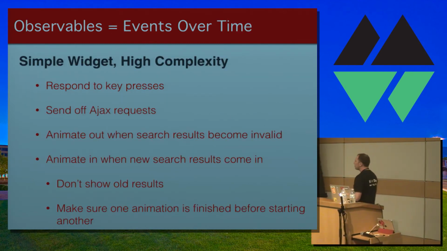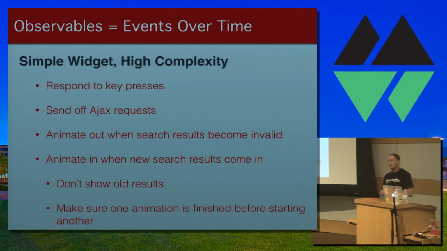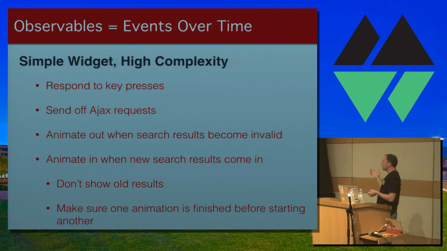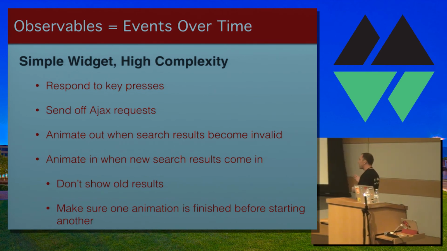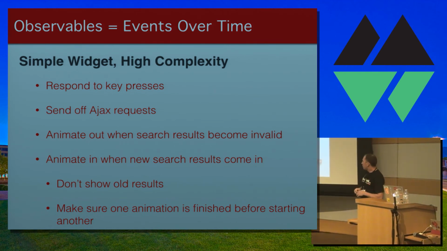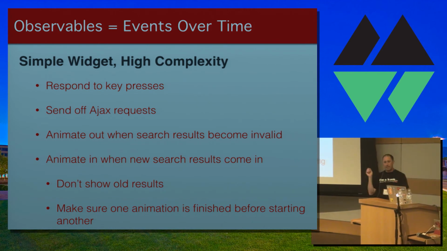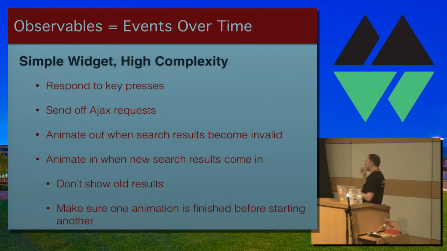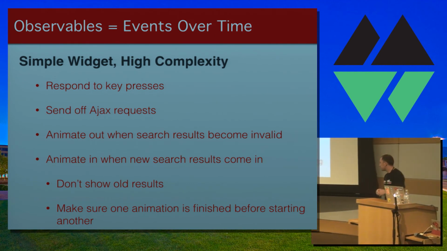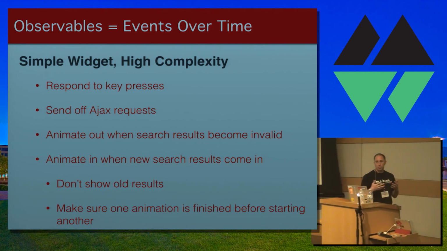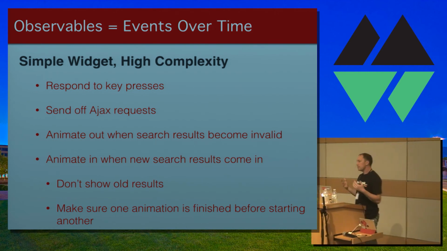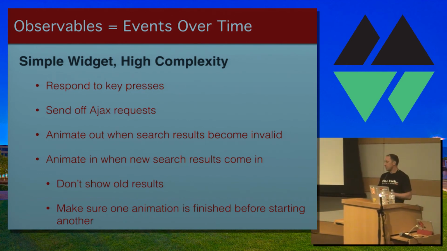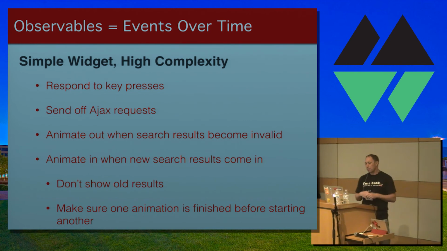So I like to think of an autocomplete as a real simple widget with a real high amount of complexity, right? So we got to respond to key presses. For each key press, we're going to send off an AJAX request. For each key press, we're also going to need to animate out when old search results become invalid. And we need to animate in when new search results come in. And again, we need to make sure that we're only showing them the most current search that they had. And lastly, we got to make sure one animation is completely finished before we start another animation.